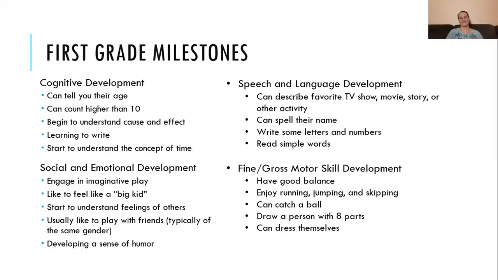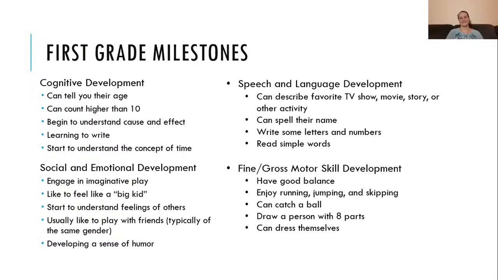1st graders cognitively should be able to tell you their age, and they should be able to count at least up to 10. They should start to understand cause and effect. So when I do something, there's going to be a consequence, or they should start to be able to differentiate cause and effect here.